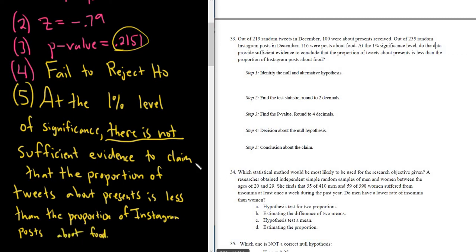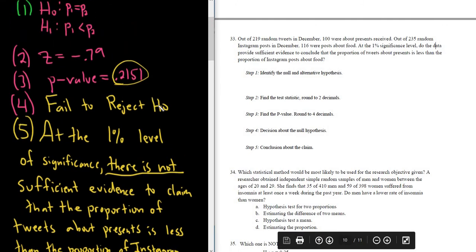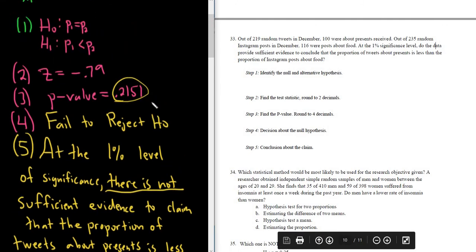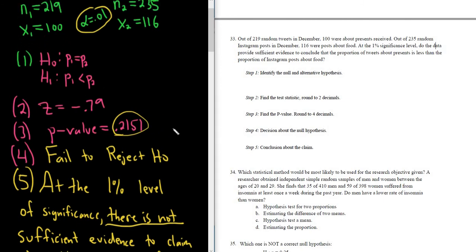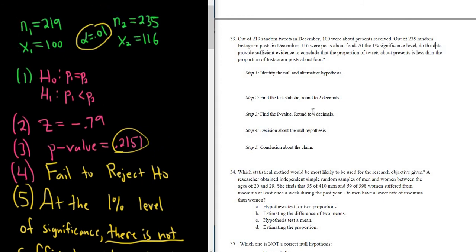Kind of went through that quickly, but it's not too bad. The ones for two proportions are pretty easy because in StatCrunch you just pick proportions and you pick two sample. The harder one is the one with two means because you have to decide if it's Z or T, but not too bad. Hopefully this video has been helpful in some way. Good luck.